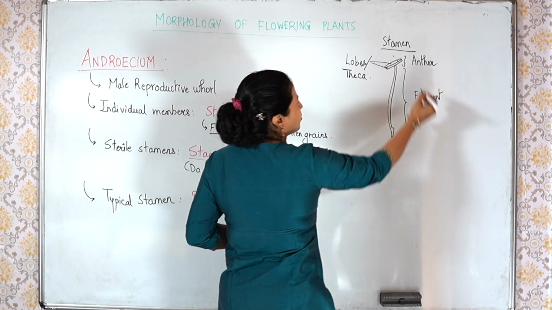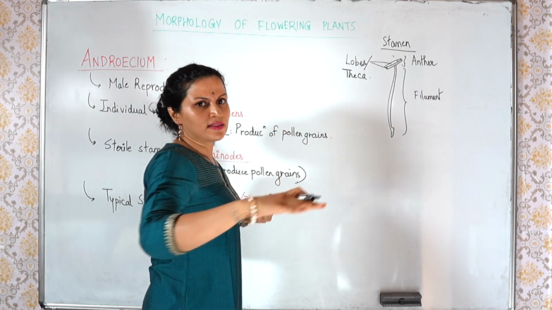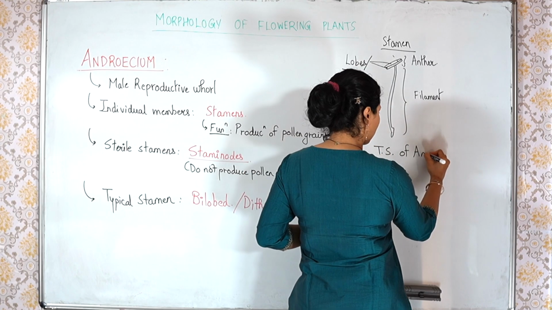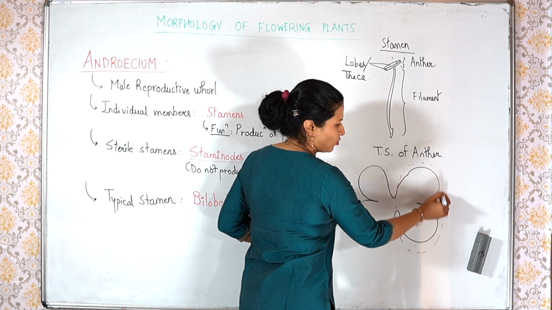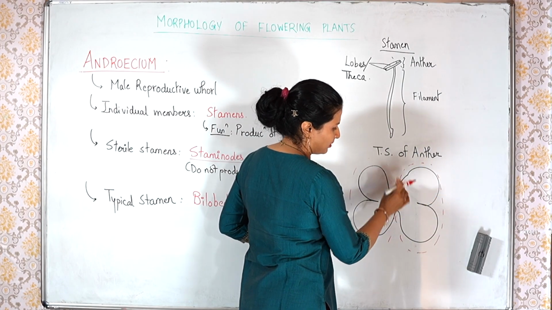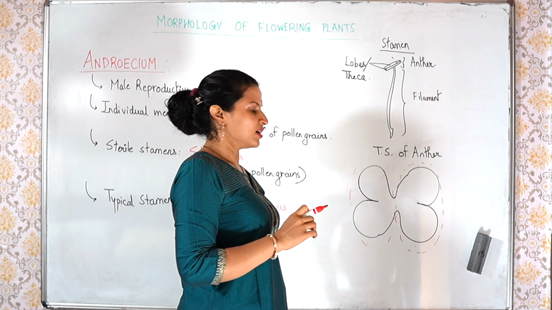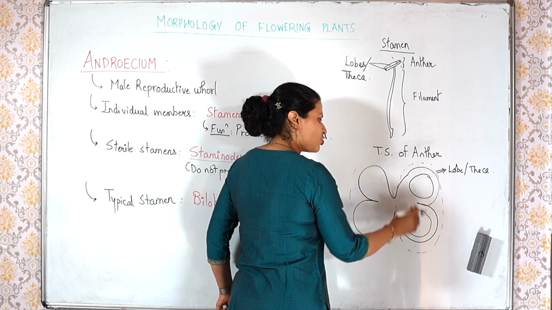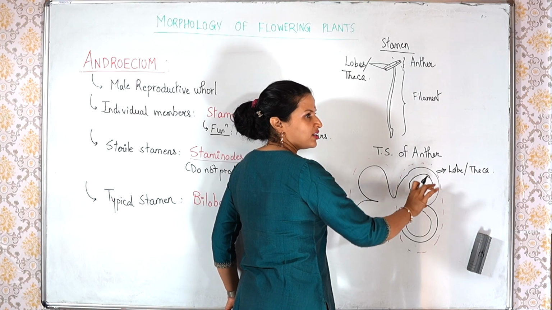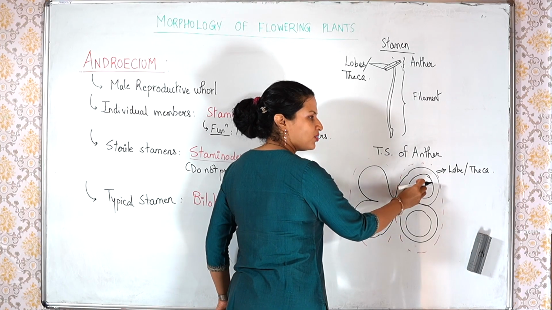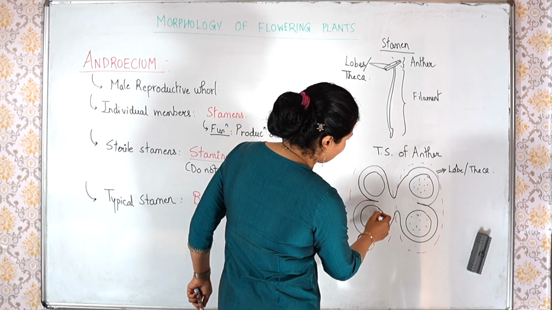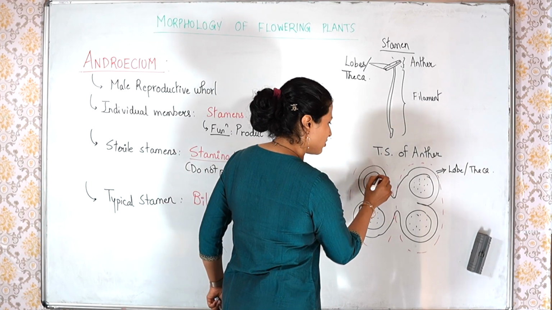Now let us take a cross section of this anther. Let us cut the anther and we will see what is there inside. TS of anther. Look here. This is the first lobe and this is the second lobe, and it will be attached from behind to the filament. This is the first lobe / theca. Inside each lobe you will find that there are such kind of chambers which will be filled with pollen grains. So considering the two lobes of the anther, 4 such kind of chambers will be found.